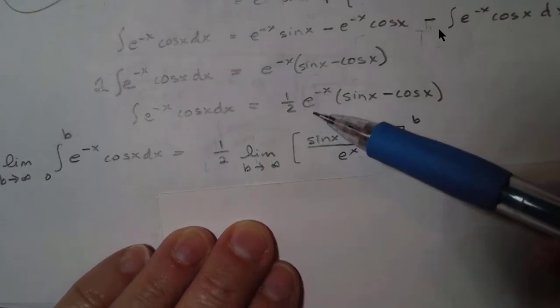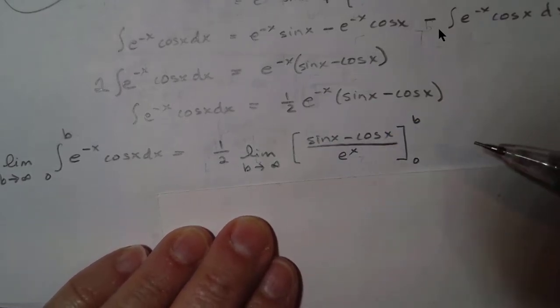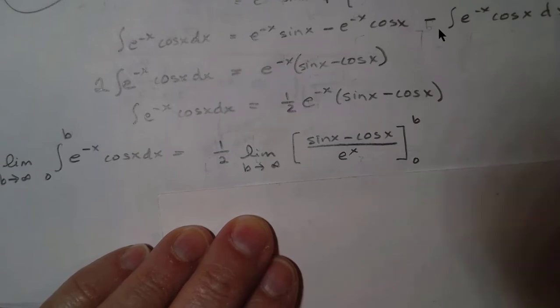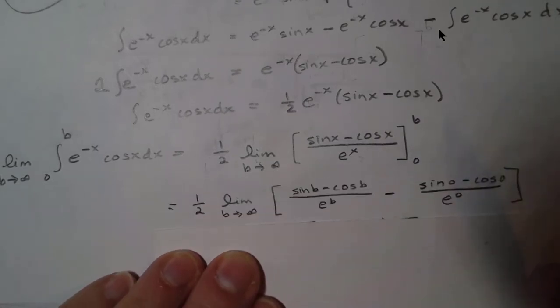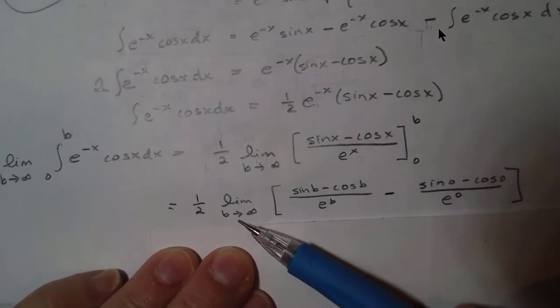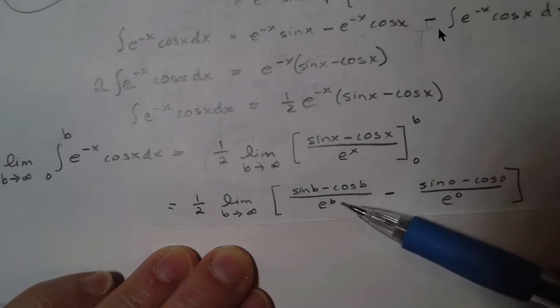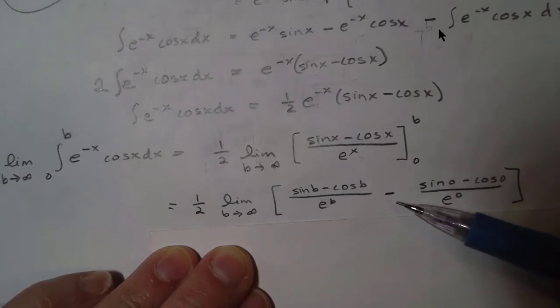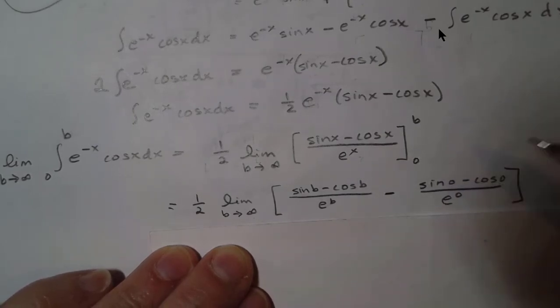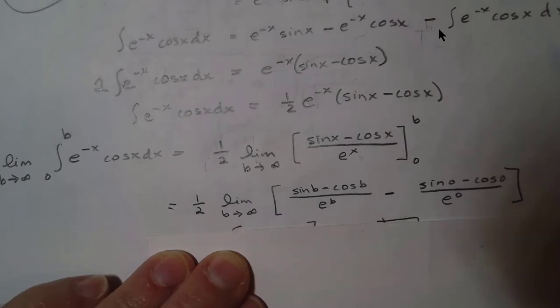You could have left it e to the negative x, that's fine, but this makes it nicer since we're going to infinity, because I can see what's going to happen in my denominator when I'm looking at e to the b. So 1/2, limit as b goes to infinity of sine of b minus cosine b over e to the b, minus sine of 0 minus cosine 0 over e to the 0.